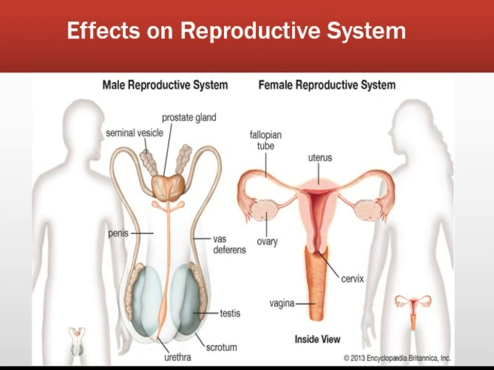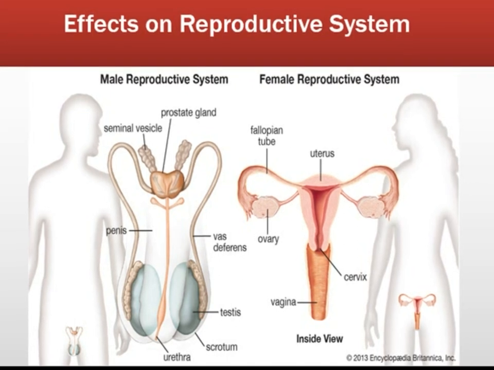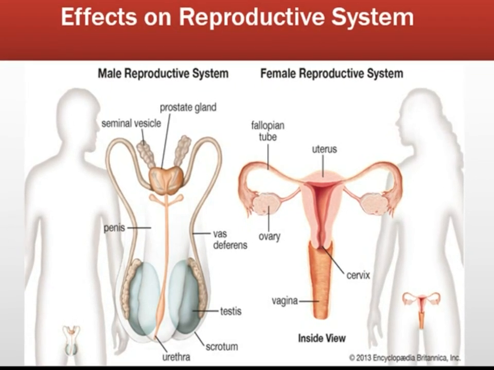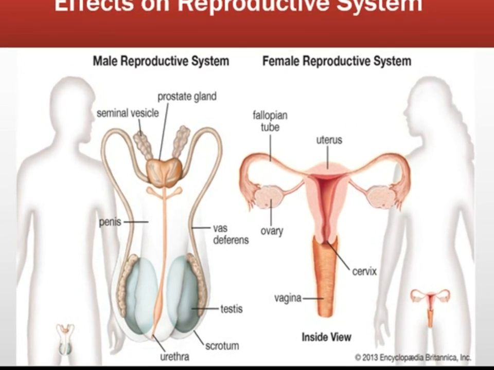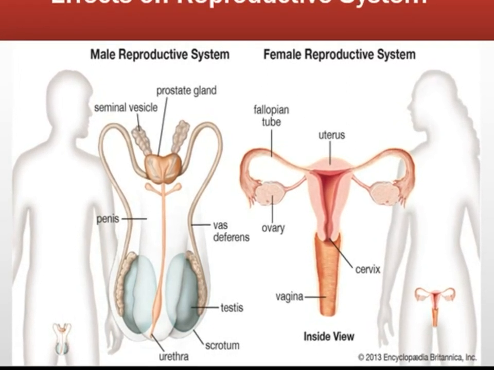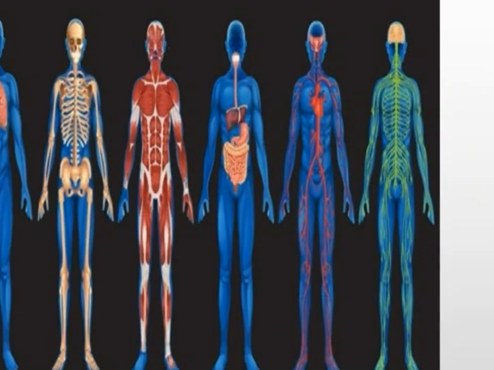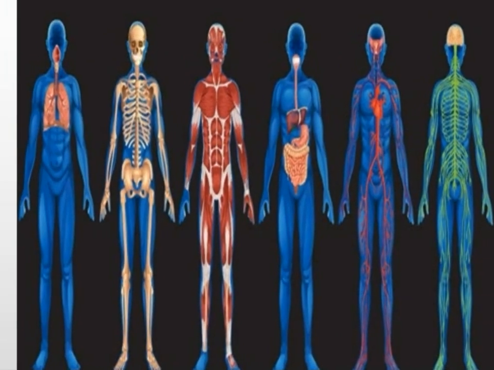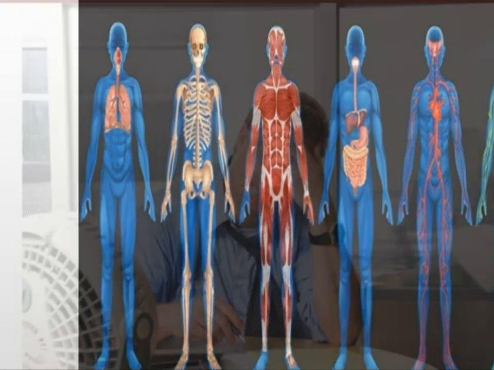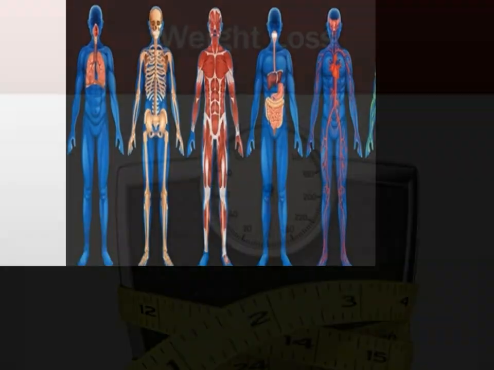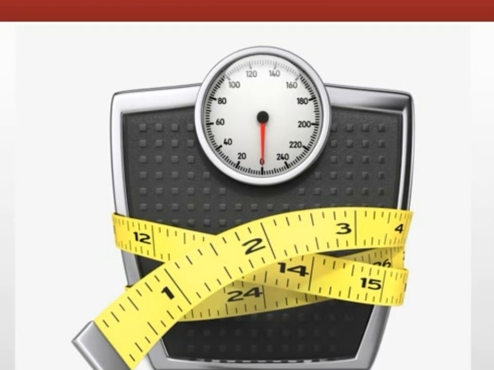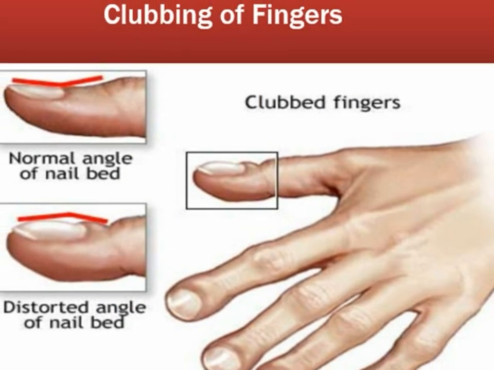Effects on reproductive system include decreased libido, oligomenorrhea, amenorrhea, infertility in females, and impotence in males. The general effects of Graves disease on the body are excessive sweating and heat intolerance, weight loss, and clubbing of fingers.